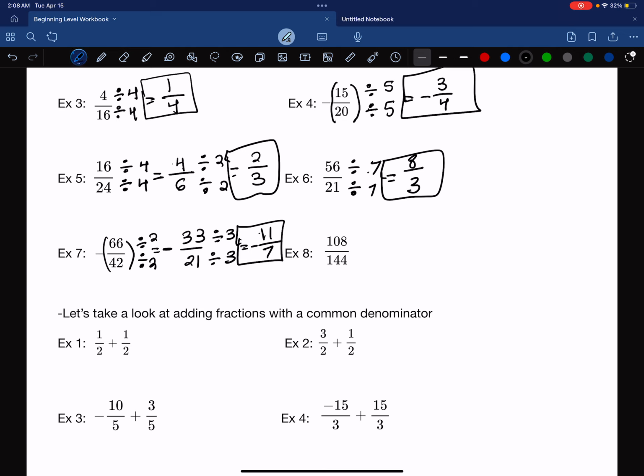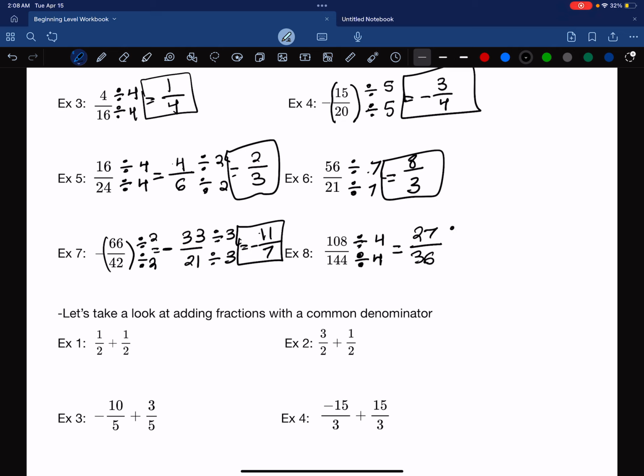Looking at example 8, I encourage you to pause the video and try this on your own. Now let's work through it together. So 108 and 144 are both even, so we can divide both of them by 2. But I encourage you to, if we can divide both of them by 2, see if you can divide both numbers by 4 instead to reduce the amount of steps that we have to do in between. In this case, you can divide by 4. 108 divided by 4 is 27. 144 divided by 4 is 36.